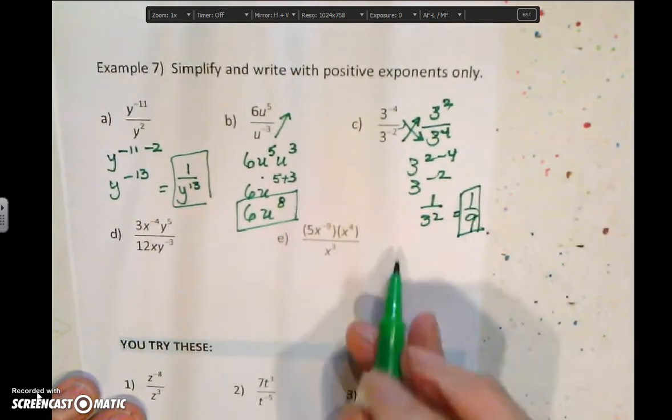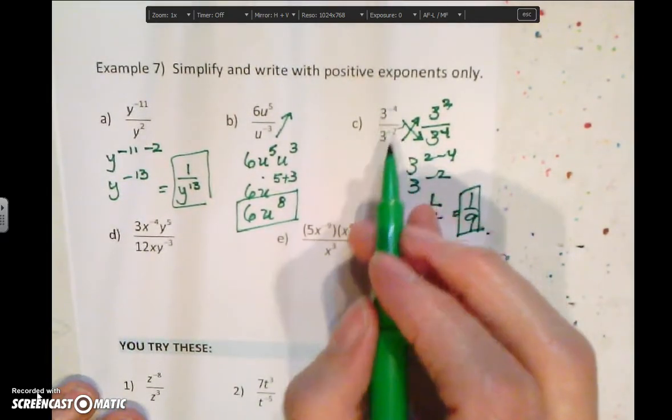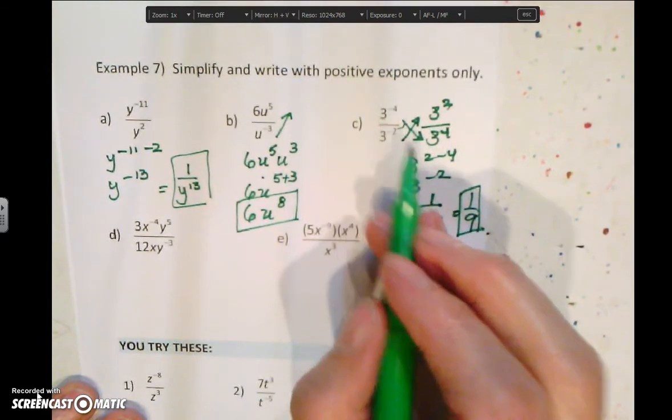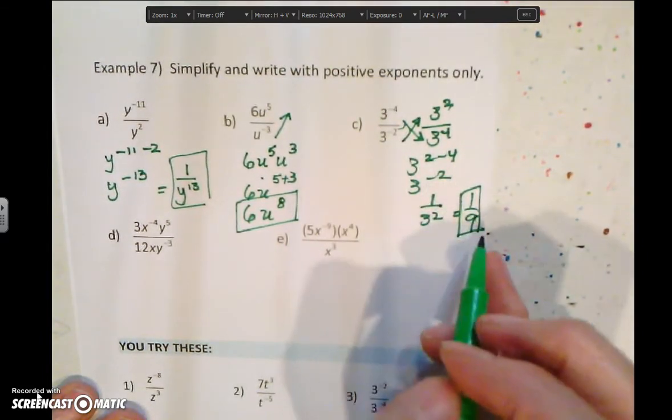I don't know that I'm crazy about that. Probably what you'd want to do here maybe is negative 4 minus a minus, which gave you negative 4 plus 2, 3 to the negative 2, and then change it.